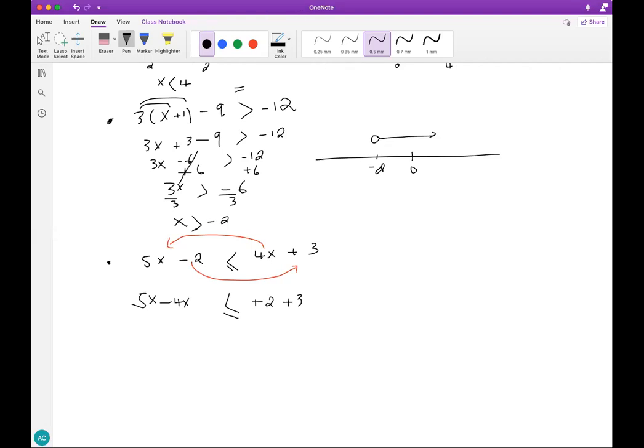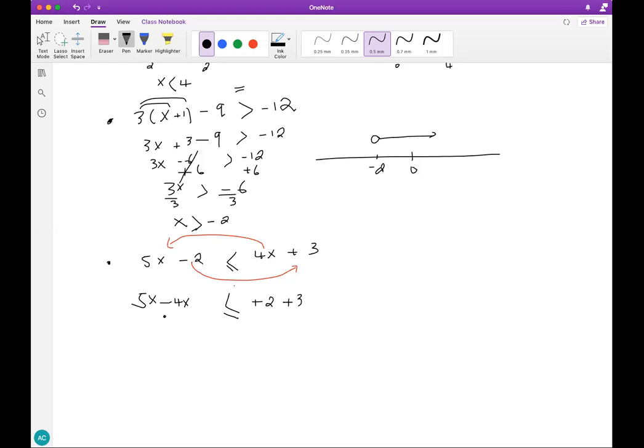All right, so we were talking about this example. So we moved 4x over, we moved the -2 over. When you move something across the equal sign or across the inequality sign, you need to change the sign of that term. So positive turns into a negative. -2 moved over, turned into +2. We bring down the +3. We didn't change the sign because we didn't move it. It's still on the right side.